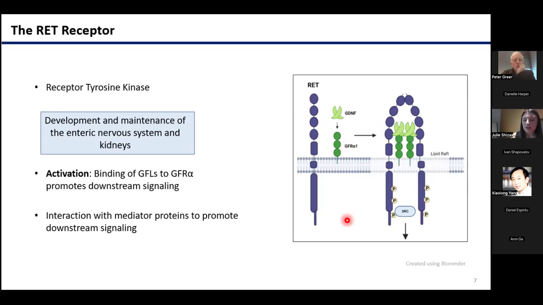Of note from my project, I want to bring up Src kinase specifically, which has been shown to interact with RET. And this goes down to promote things such as focal adhesion formation, as well as signaling through the PI3K AKT pathway. RET signaling, when apparent, has been associated with tumor-promoting processes in a bunch of different cancers.